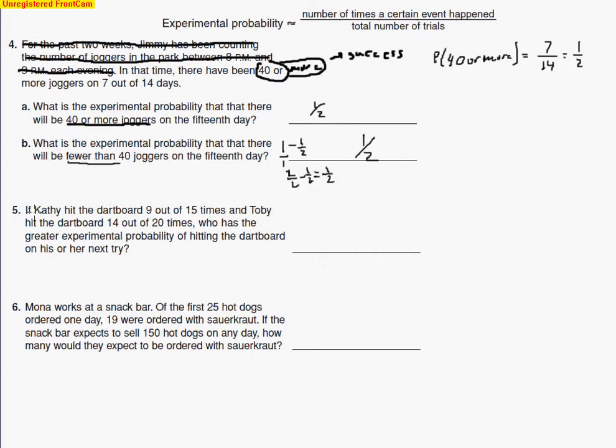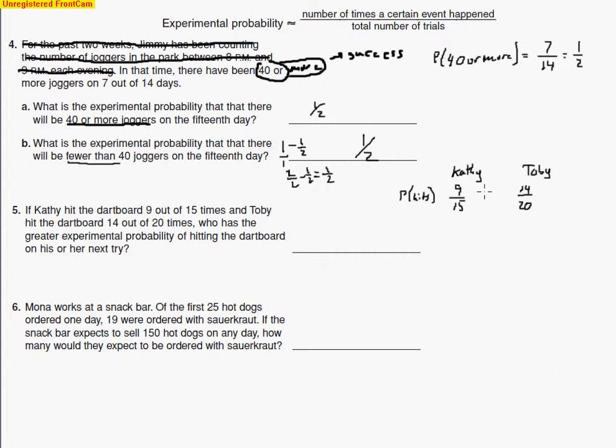Well, in the next one, Kathy hit the dartboard 9 out of 15 times. Okay, let's write that down. Kathy hits it 9 out of 15. We'll say the probability of hits. Kathy hits the dartboard 9 out of 15 times. Now the next person, Toby. Toby hits the dartboard 14 out of 20 times. Who has the greater experimental probability of hitting the dartboard?